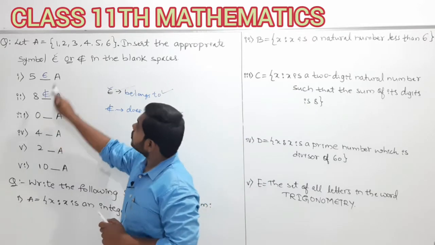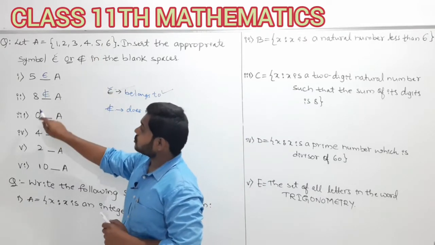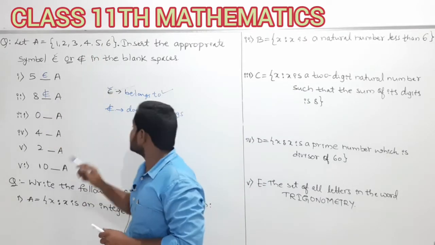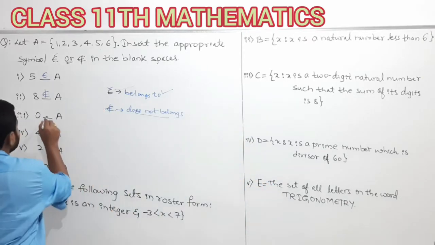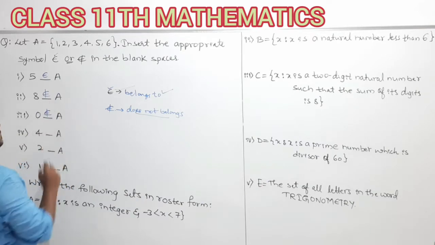Next, 0. Is it in the given set A? So 0 is not in the given set A. It means 0 does not belong to A, which means which symbol should you use? Does not. 0 does not belong to the set A.